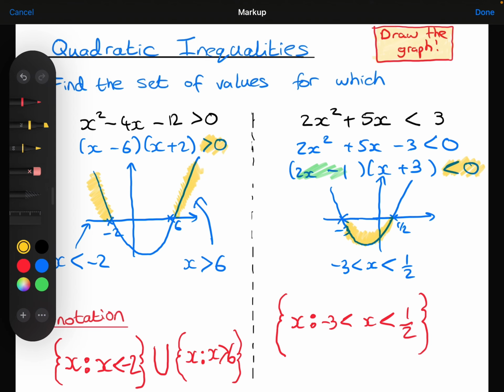Notice that this can be written as one set of values because there is one region here. Whereas over here we had to have two sets of values because there were two regions.